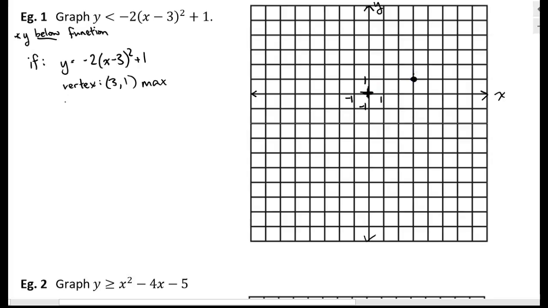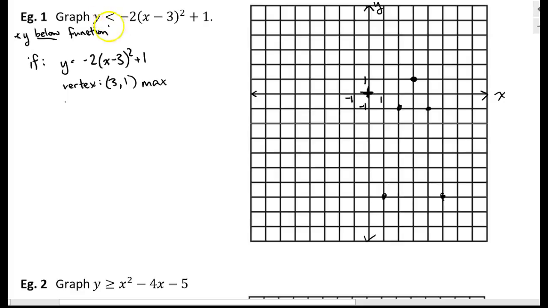From there, I can figure out that 2 minus 3 is negative 1, squared is 1. Times negative 2 is negative 2, plus 1 is negative 1. So that gives me my next point. And remember, symmetry means I should get matching ones. I go here, 1 minus 3 is negative 2, squared is 4, times negative 2 is negative 8, plus 1 is negative 7. So already I'm going down 2, 3, 4, 5, 6, 7. And my next point is here and here. So those are my points for my parabola. I'm ready to draw it.